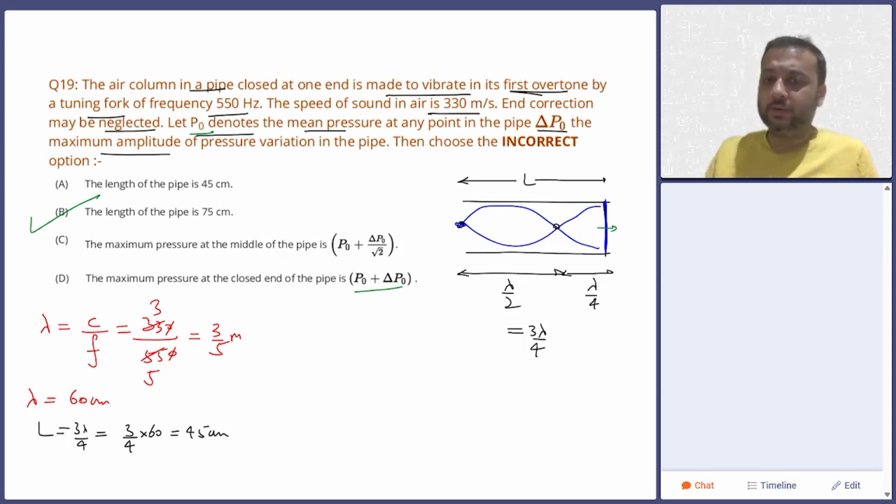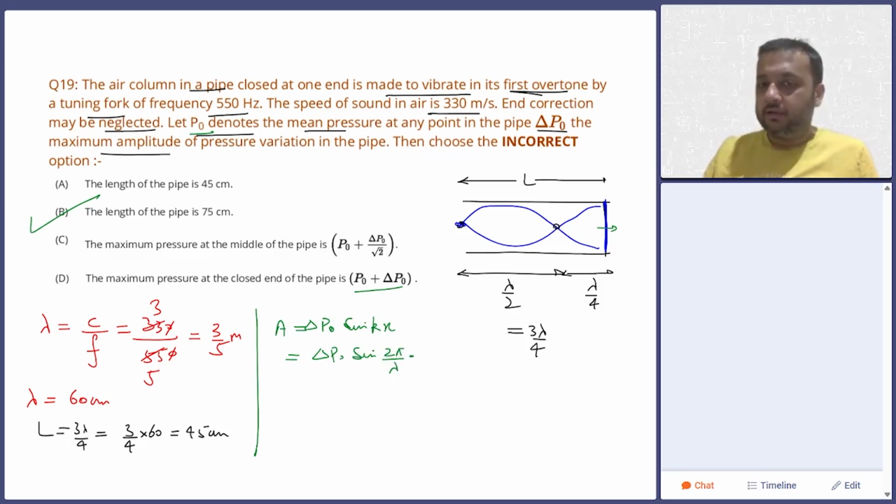And what will be the pressure value at the middle of the length? If you know the amplitude formula, you can write the amplitude of the antinode, which is delta P naught given here, multiplied by the sine of kx. This is the amplitude formula. You can put a modulus also. So what is k? K, you know, is 2 pi by lambda.